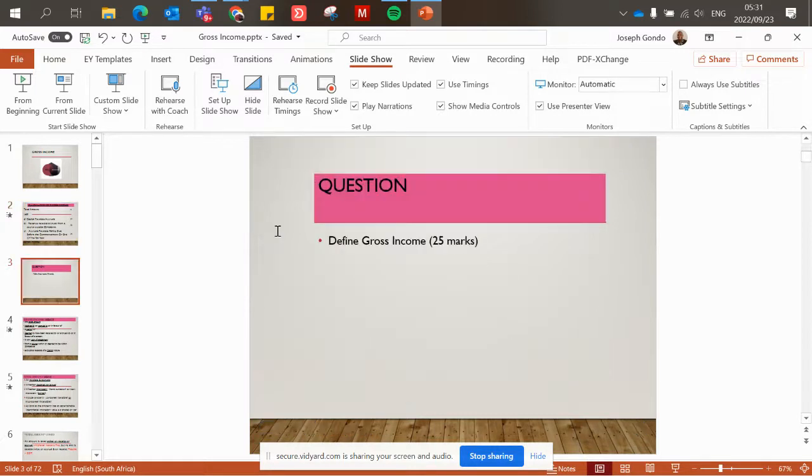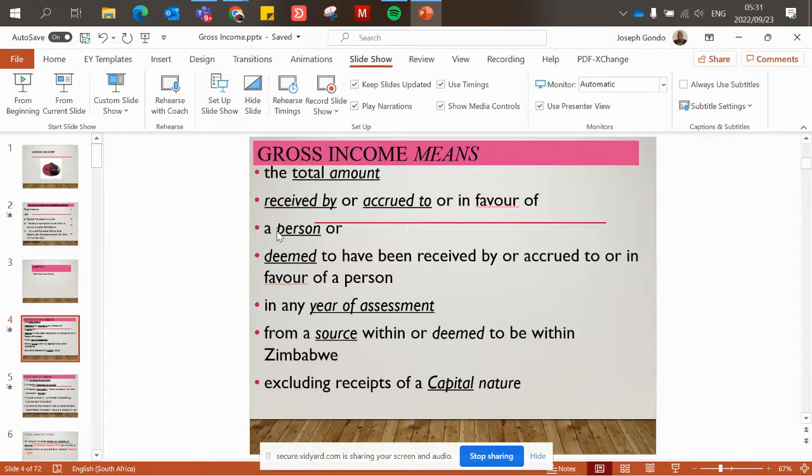So what is gross income? Gross income is defined by Section 8 of the Income Tax Act as the total amount received by or accrued to or in favor of a person, or deemed to have been received by or accrued to or in favor of a person in any year of assessment from a source within or deemed to be within Zimbabwe, excluding receipts of capital nature. So we are going to cover all those bullets, 1, 2, 3, 4, 5, 6, 7.